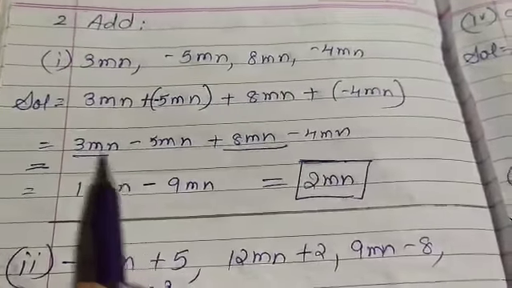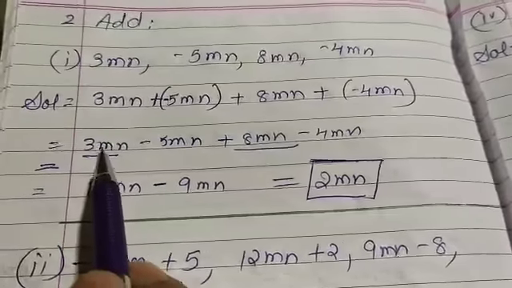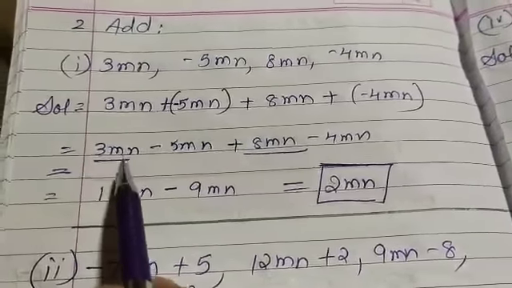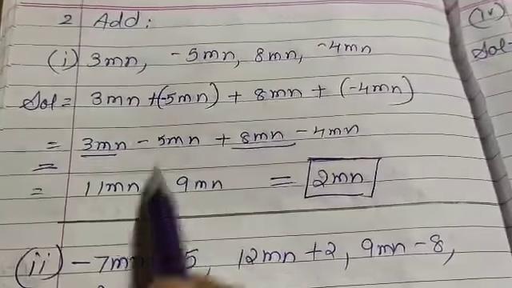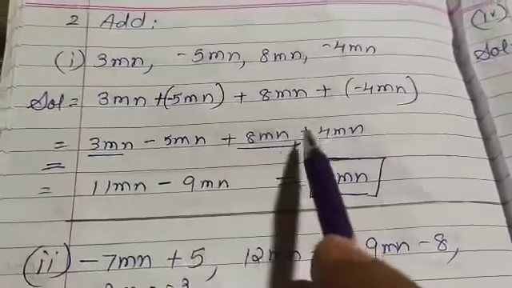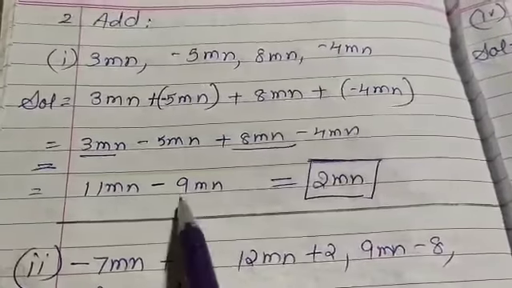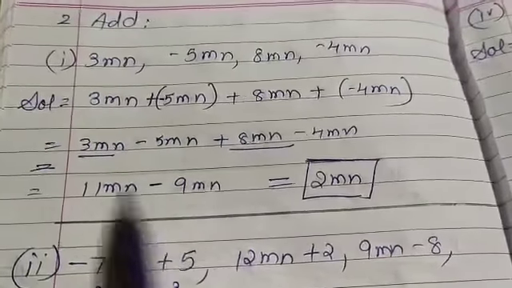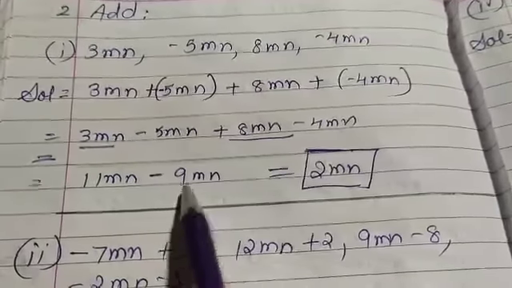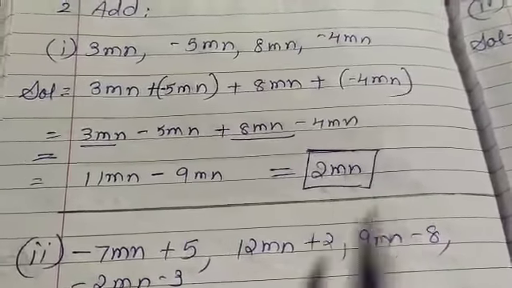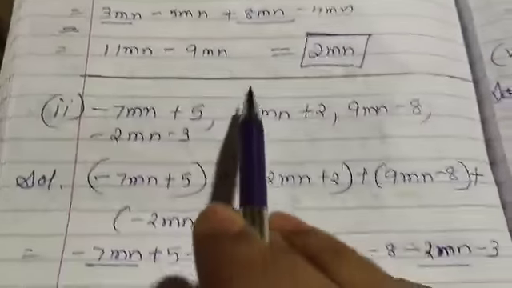Then what you will do, add the positive terms first. 3mn plus 8mn gives 11mn. Then negative 5mn plus negative 4mn gives negative 9mn. Then 11mn minus 9mn, that is 11 minus 9 gives 2mn. You have to write the variable, there will be no change in variable.